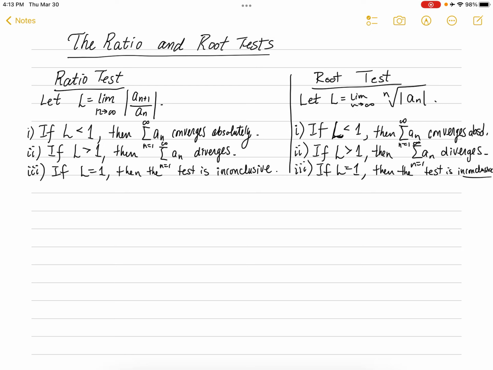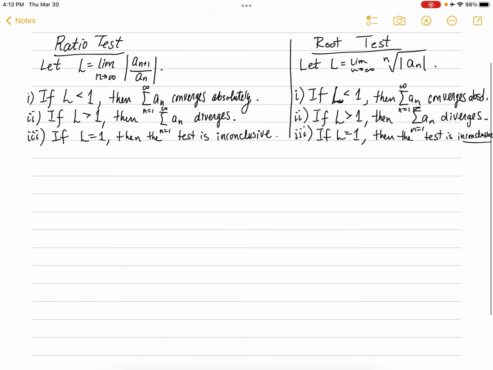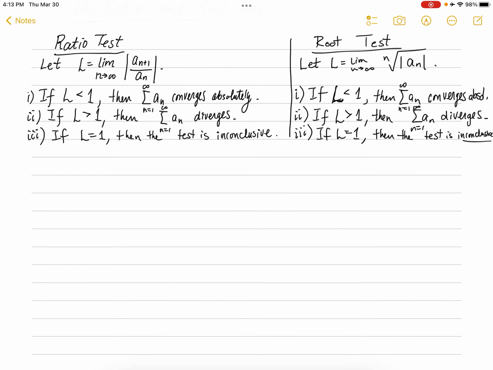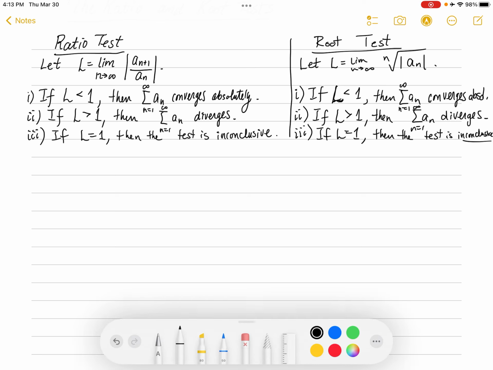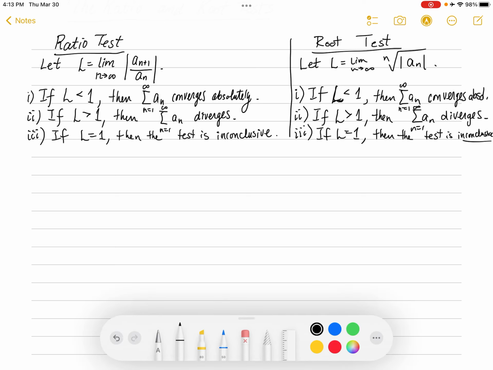As far as the root test, you take a special limit, the nth root of the absolute value of a_n. If this limit is less than 1, the series converges absolutely. If the limit's bigger than 1, the series diverges, and if the limit equals 1, then the test is inconclusive.